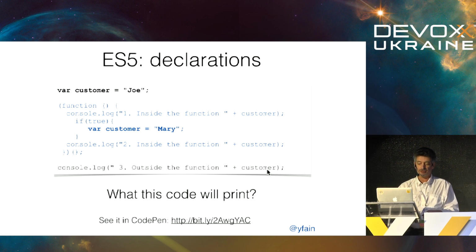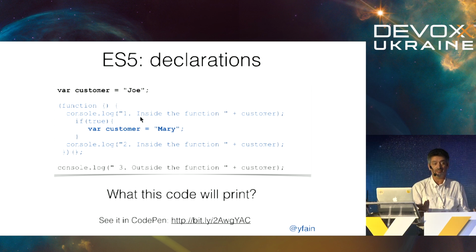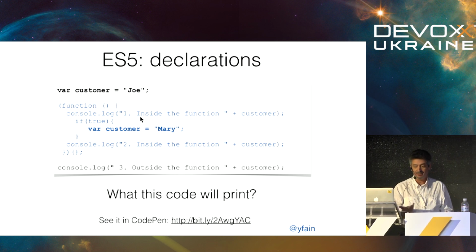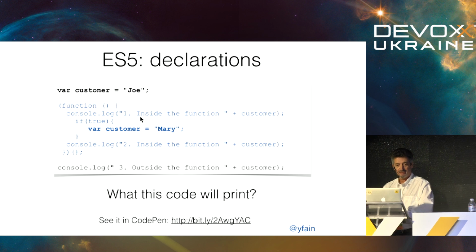What will be the first one, this number one? What would it do? Some people say Mary, some people say Joe. I am not sure this is correct. I mean, this is not Java, guys. It's not as easy as Java, when you read the code and you exactly understand what's going on.